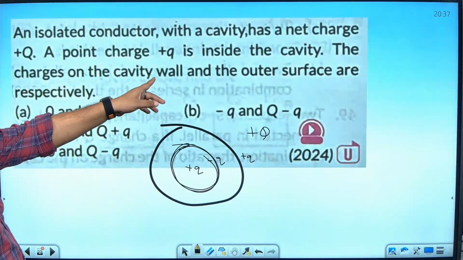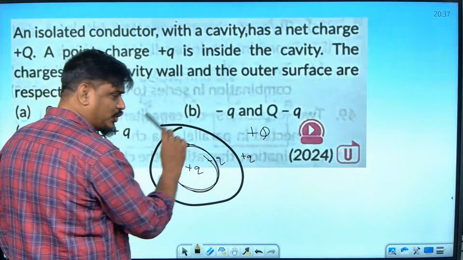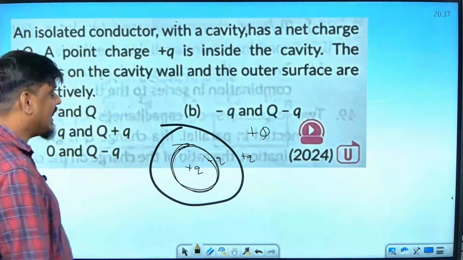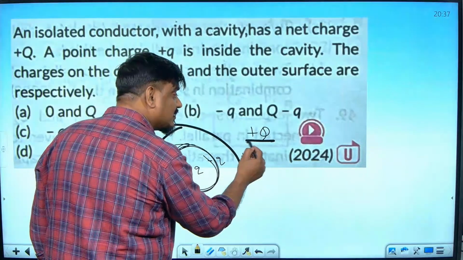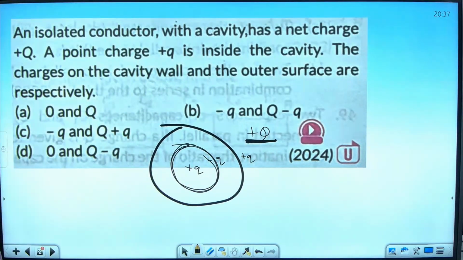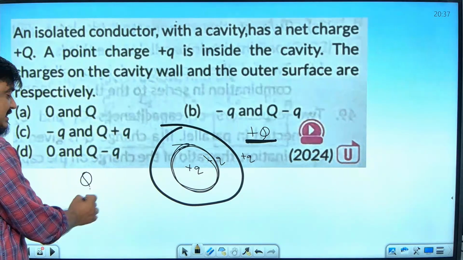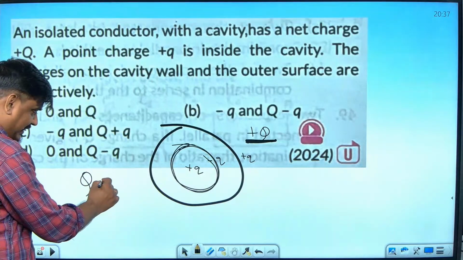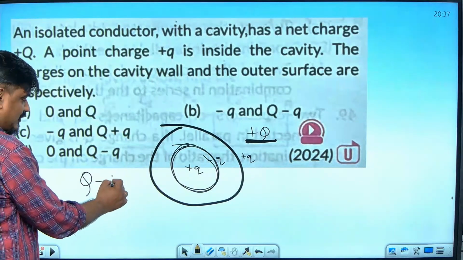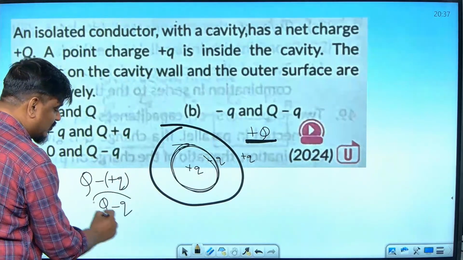Next is the outer surface. So, the net charge is how much? Plus Q. So, what is the charge on the outer surface? How can you find that? It will become equal to the net charge minus the charge present, plus Q. How much will that be? Q minus Q. What is the answer?